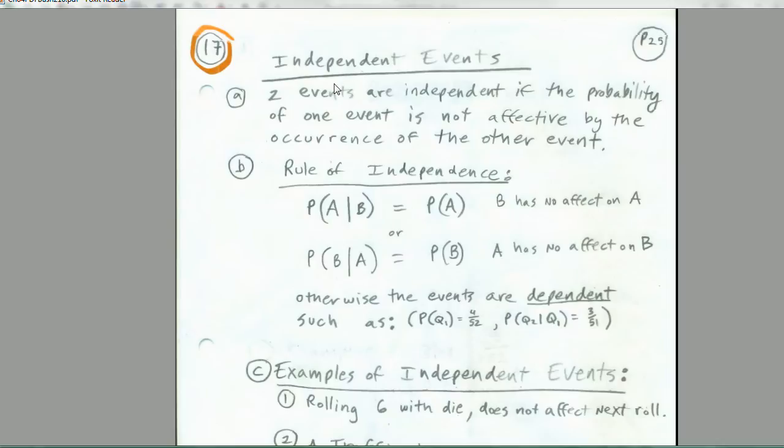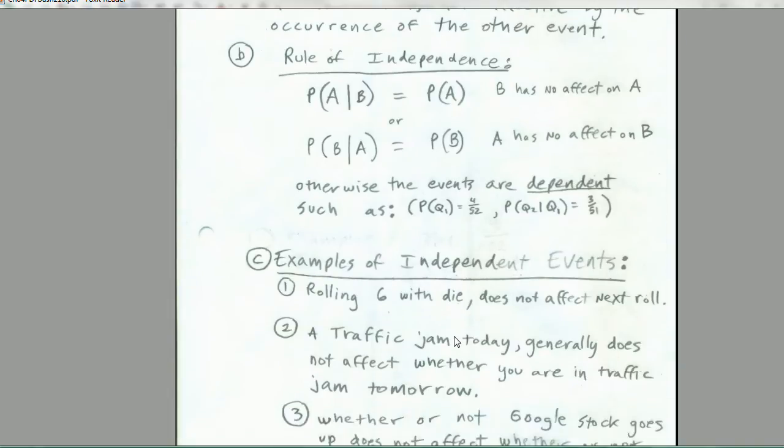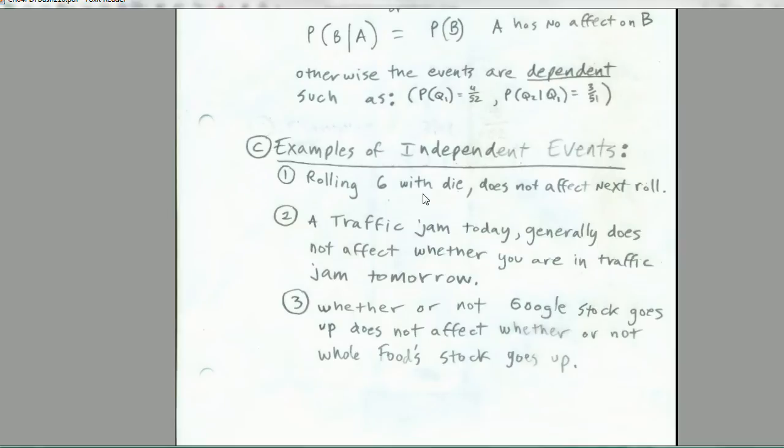If the events are not independent, we can call them dependent, like our queen example. This second probability is dependent on the first. Examples of independent events: rolling a 6 with a die does not affect the next roll.